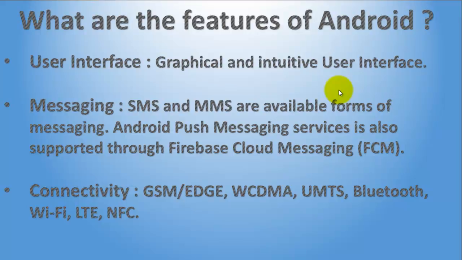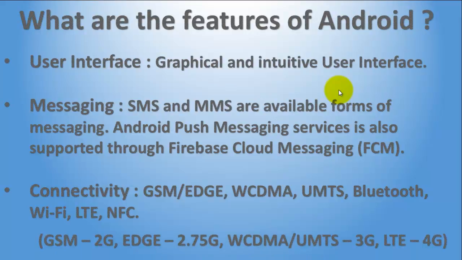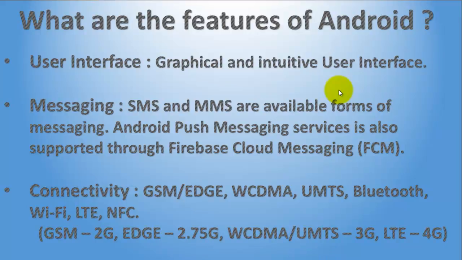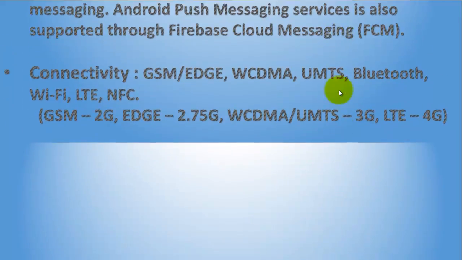As you see, the latest update in NFC is wireless charging. You would have a device that is circular in shape. That is what we call a wireless charger. You can just place the phone over that device and get it charged. That concept uses NFC. GSM is 2G, Edge is 2.75G, WCDMA and UMTS are 3G, LTE is 4G.